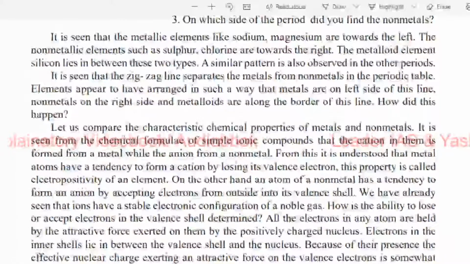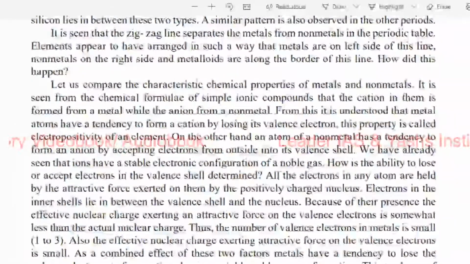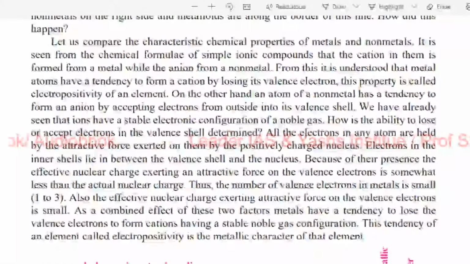Electrons in the inner shell lie in between the valence shell and the nucleus. Because of their presence, the effective nuclear charge exerting an attractive force on the valence electrons is somewhat less than the actual nuclear charge. Thus, the number of valence electrons in a metal is small, in brackets 1 to 3. Also, the effective nuclear charge exerting an attractive force on the valence electron is small.